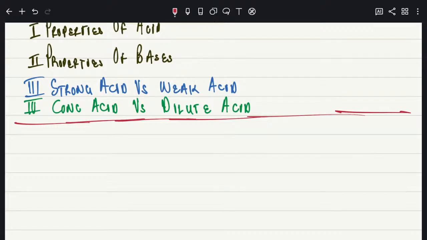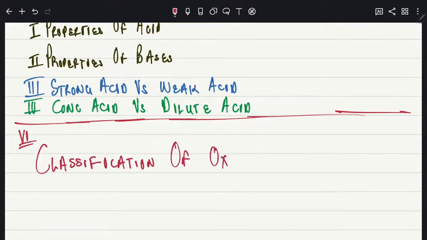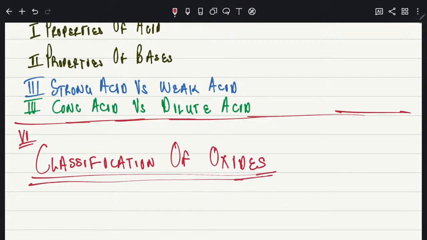Let's talk about oxides. Okay, let's talk about classification. We are doing the sixth thing. Let's talk about classification of oxides. Then we can go to salts after this. Then you are moving towards finishing this chapter.